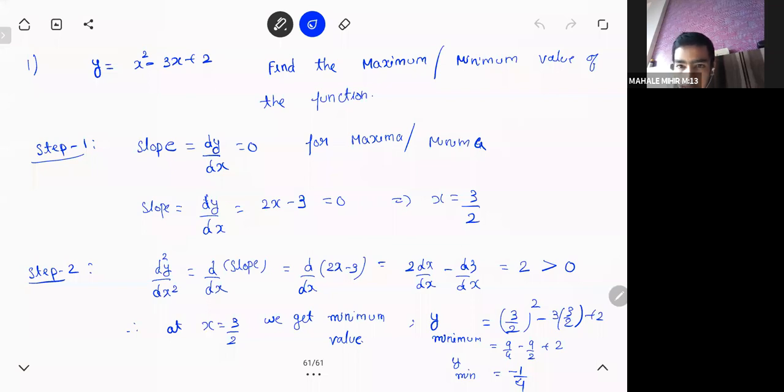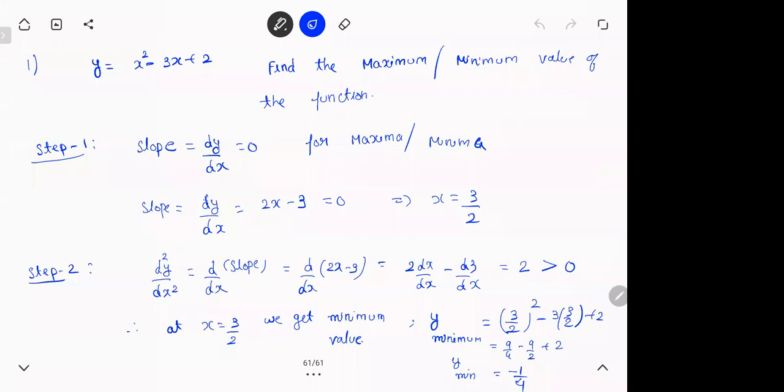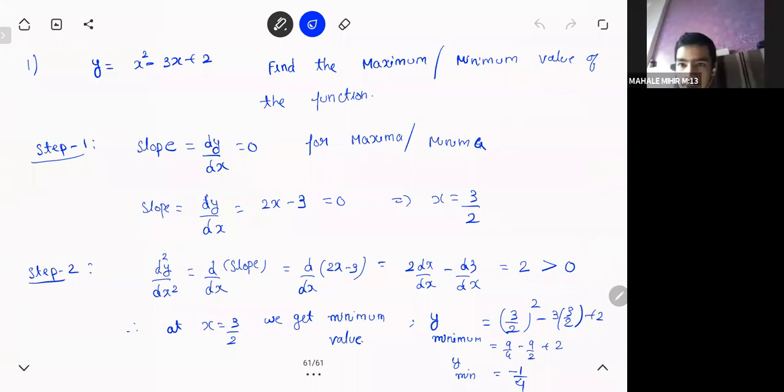So, yes, can you explain the second step? First step has come, dy by dx. How much? 2x minus 3. Yes. You have to differentiate that again.